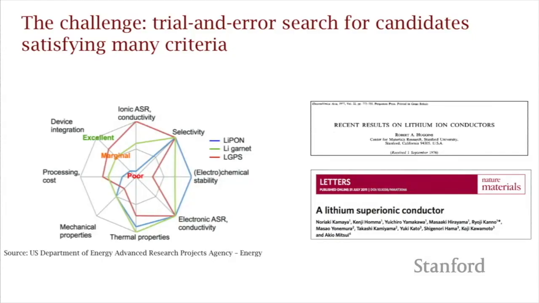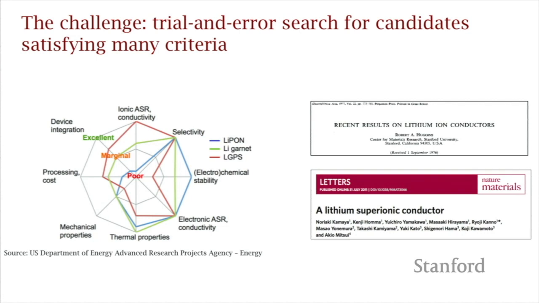I think nothing illustrates that better than the juxtaposition of these two papers. This is a review on recent results on lithium-ion conductors from 1976. And then this is a paper from, I think, 2011. One new material was found, and it was a Nature paper. So these are like 35 years apart. By now it's over 40 years, and we're still working on this problem. So why is this so hard?